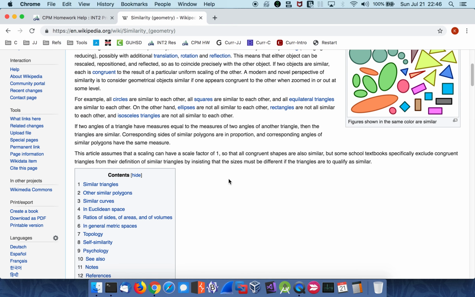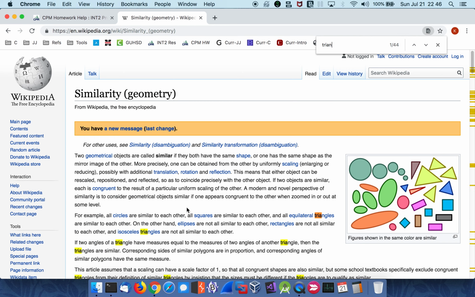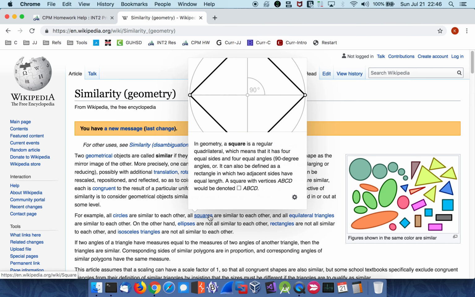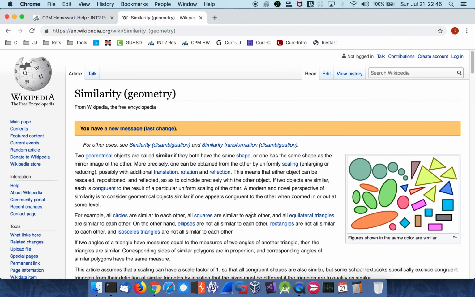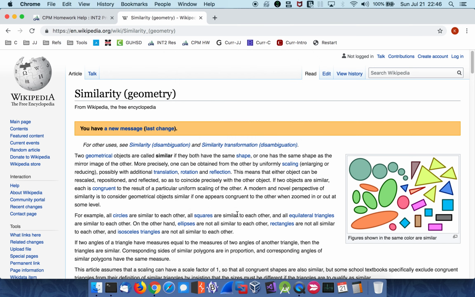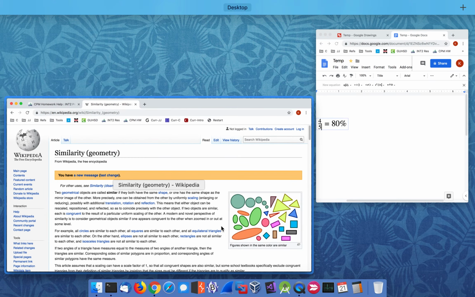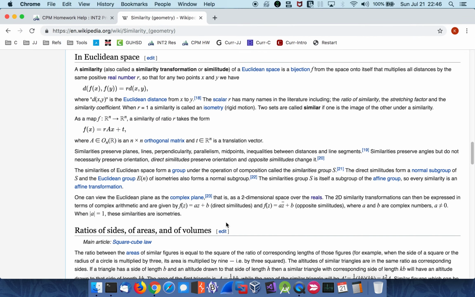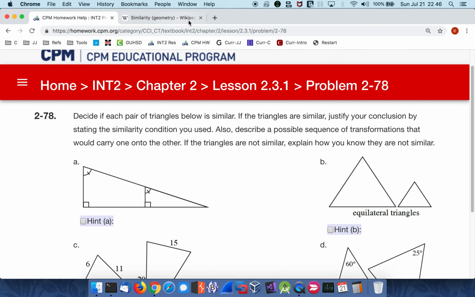So what does it say about triangles? Anything about triangles? Okay. For example, all circles are similar to each other, which makes sense because if you shrink one circle down, it becomes another circle. All squares are similar to each other. Well, that makes sense because all squares have exactly the same shape, and so if you just scale it up, you get all possible squares. And all equilateral triangles are similar to each other. Well, yeah, because all their angles are the same, and if you scale them up, you'll get all other equilateral triangles. Okay? So you can read about that if you really wanted to know a whole lot more. But let's go back to our homework here.